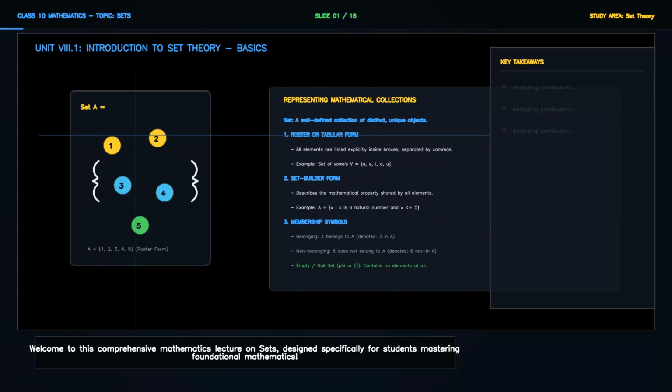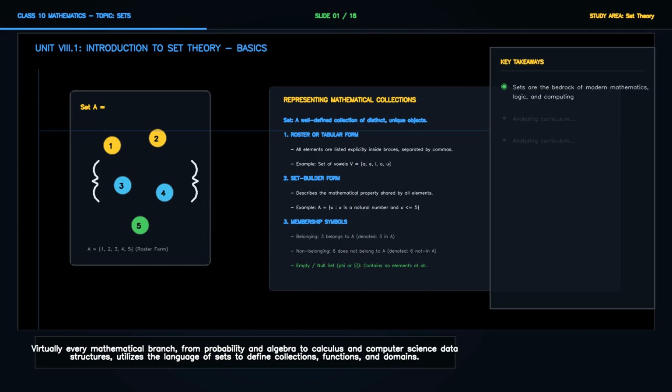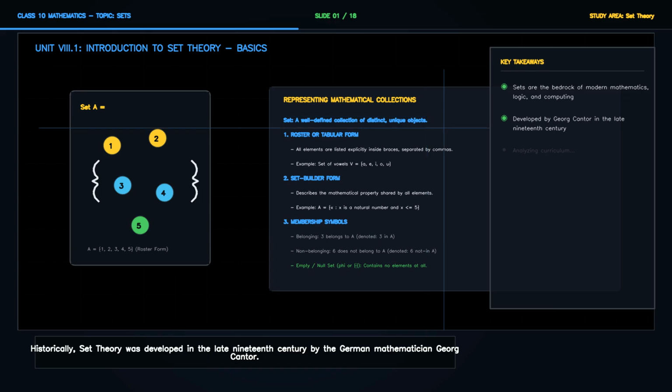Welcome to this comprehensive mathematics lecture on sets, designed specifically for students mastering foundational mathematics. Sets form the absolute bedrock of modern mathematical language, reasoning, and logic. Virtually every mathematical branch, from probability and algebra to calculus and computer science data structures, utilizes the language of sets to define collections, functions, and domains.